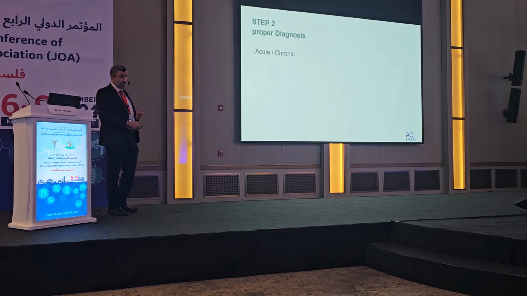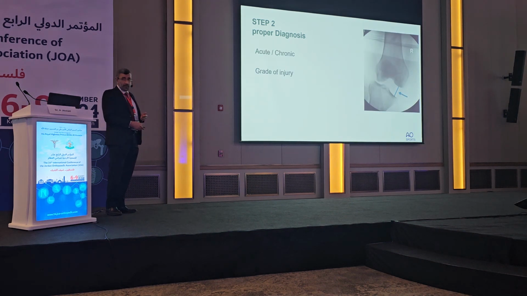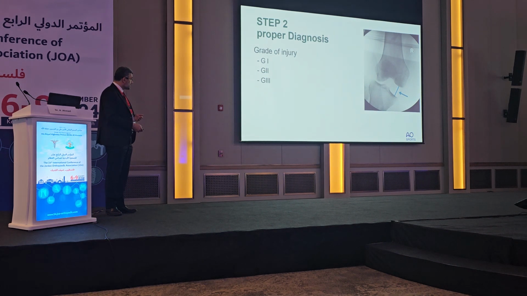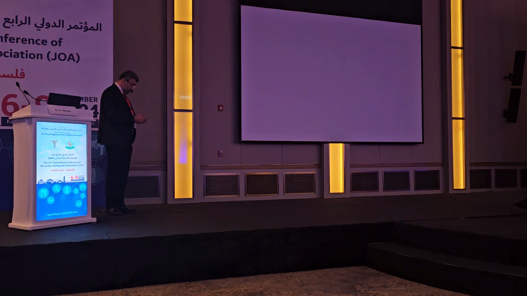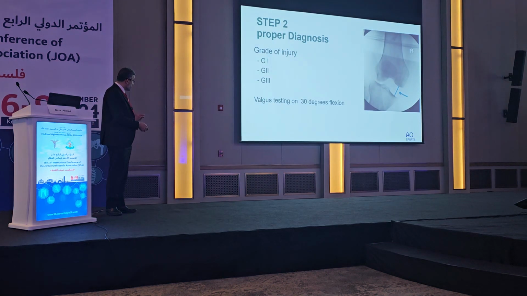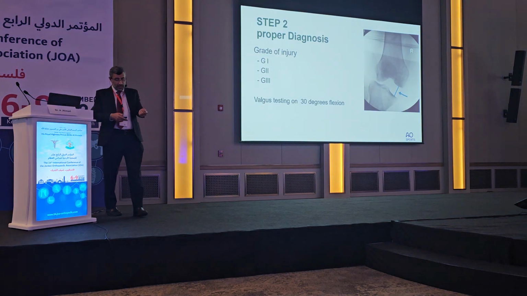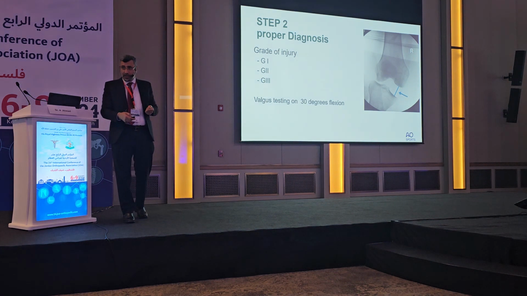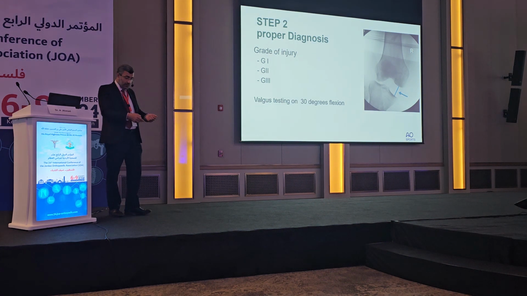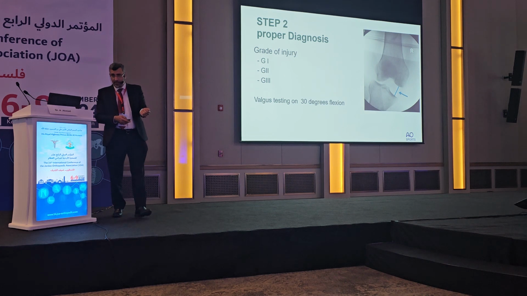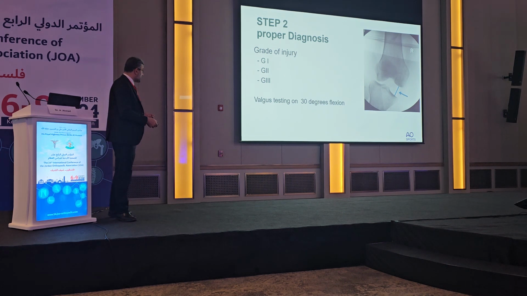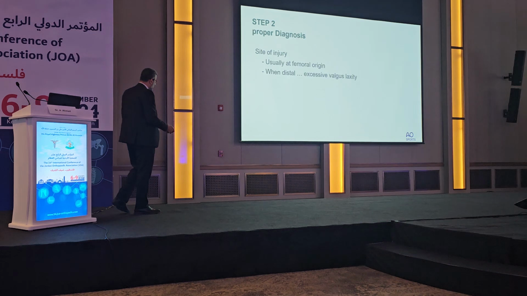So, acute or chronic, this is by history. Grade of injury is important, by clinical examination or stress views. You can see grade 1, 2, 3, what's this? Yes? We have to test clinically in full extension and 30 degrees, and we know that this is basic. If it's full extension and it opens, this means that there is posteromedial capsular injury or cruciate injury.